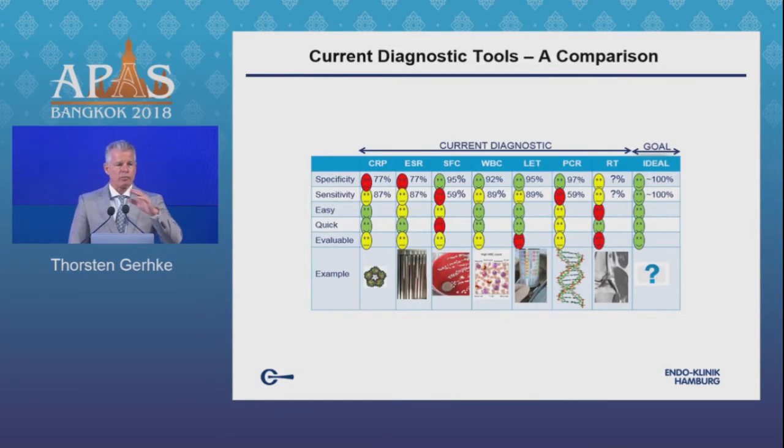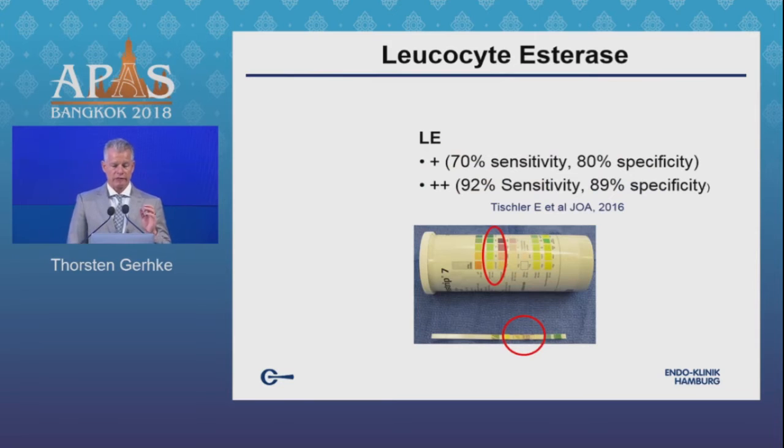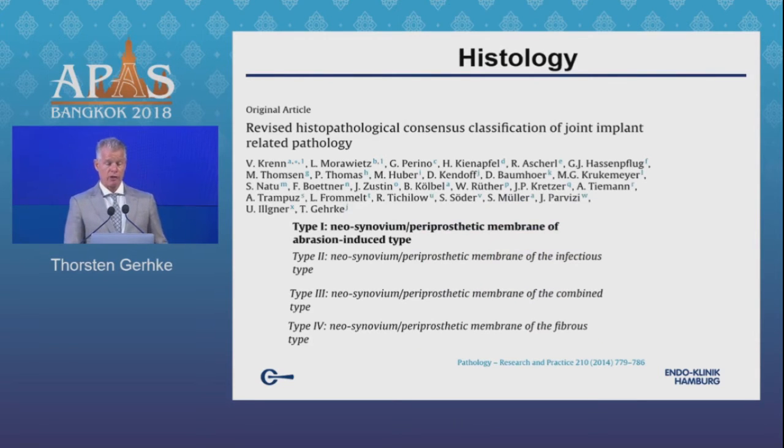But if we compare all our current diagnostic tools, we must say they all have strengths and weaknesses. So for me, and this is always a very good recommendation in all parts of the world, Jay's idea was genius to take the leukocyte esterase strips as a diagnostic tool. And nowadays we know that leukocyte esterase is extremely sensitive, much more sensitive than almost any other tools that we have.